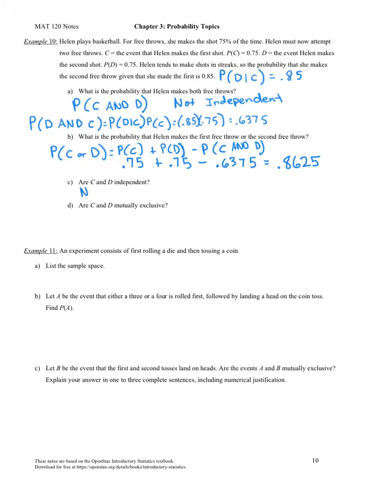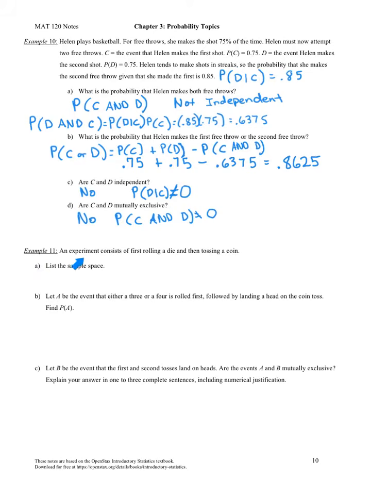We know C and D, they are not independent. And a mathematical way we can show this is that the probability of the second, given the first has already occurred, is not 0. And are C and D mutually exclusive? No. And one other way we can show this is because the probability of C and D does not equal 0.